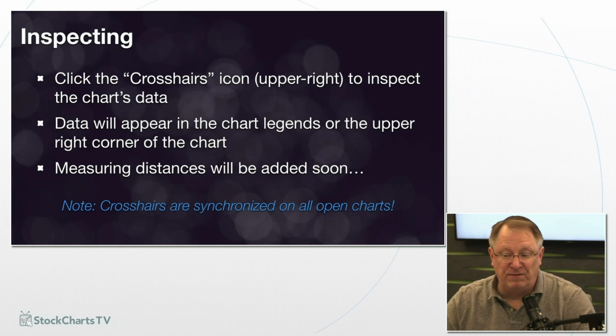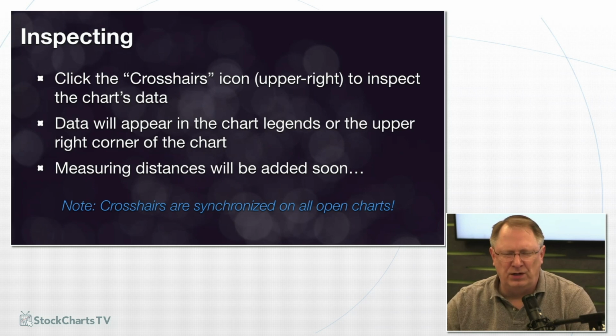And again, there's a button for that in the upper right corner, right next to all those other buttons I've been talking about. Then as you move over the chart, you'll see the data at the position of your mouse appear on the chart for you to reference. Most of the data will appear in the legends on the upper left corner of the chart, or in the title of the chart, the quote that's above the upper right corner of the chart. The ability to measure distances is something that we can do in SharpCharts.